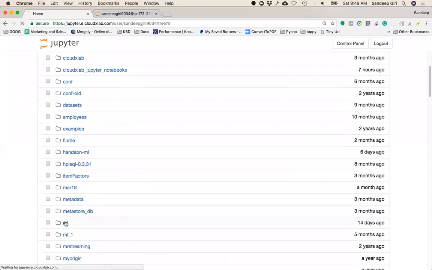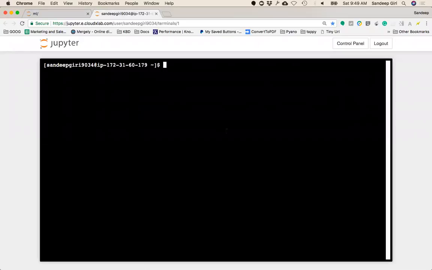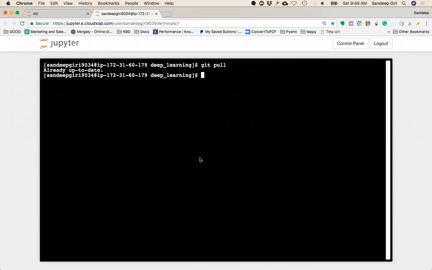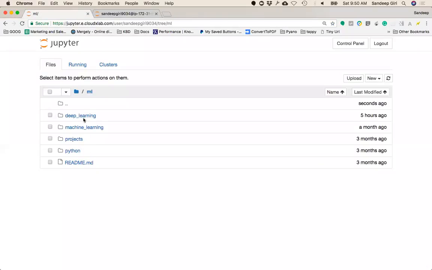All right, those who have not pulled their repository, they could go to cd ml, cd deep learning, and you could say git pull. Has everybody pulled the repository? Great. Now moving ahead into the deep learning folder.